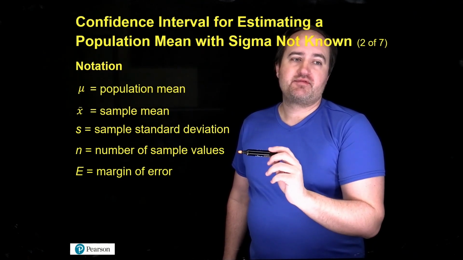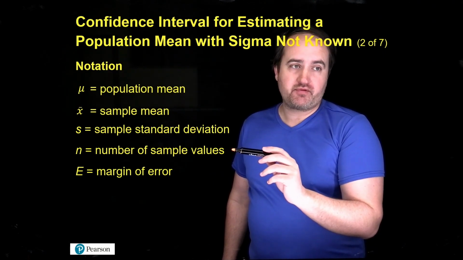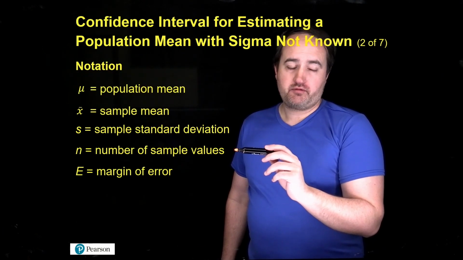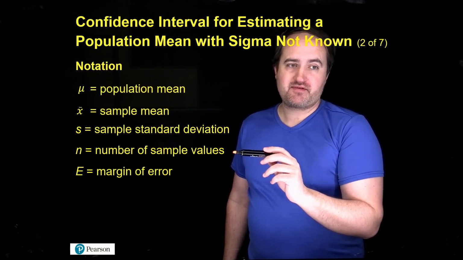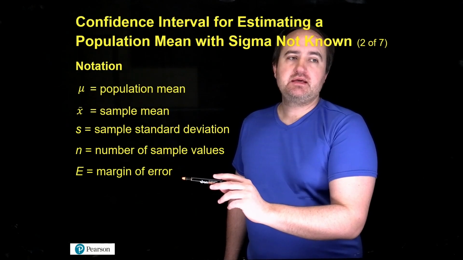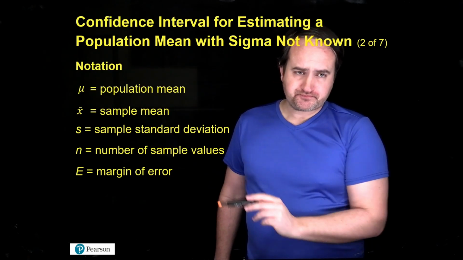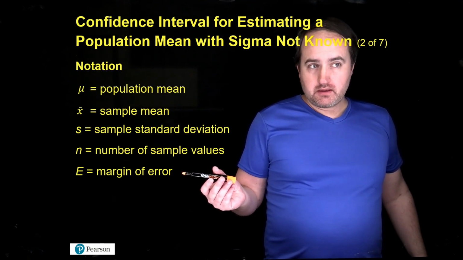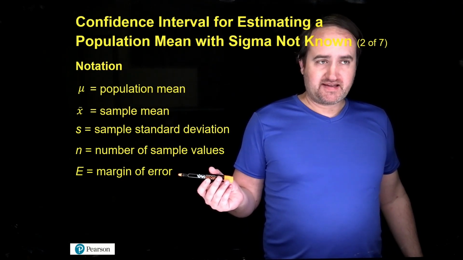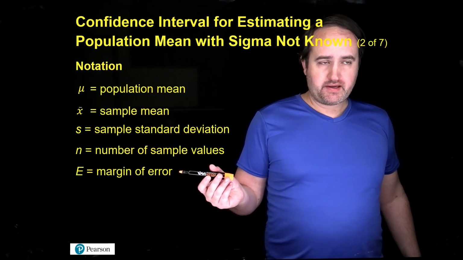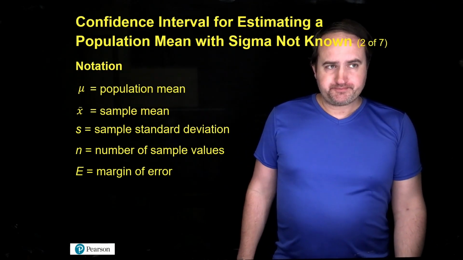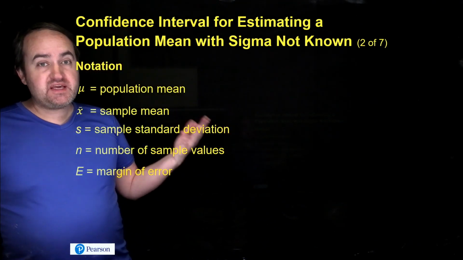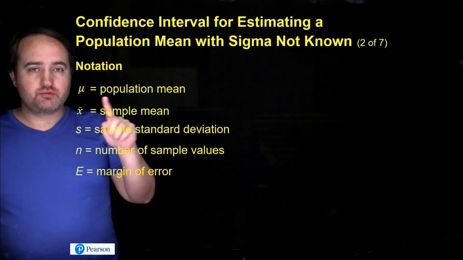And then we have N, that's the number of sample values. This is the same letter we've used throughout the semester for our sample size, or the number of data values. And then E is the margin of error. Now the formula for E is going to be different than the one that we used in the last section, okay? But the reason for that is we're not estimating P, we're actually estimating mu today.